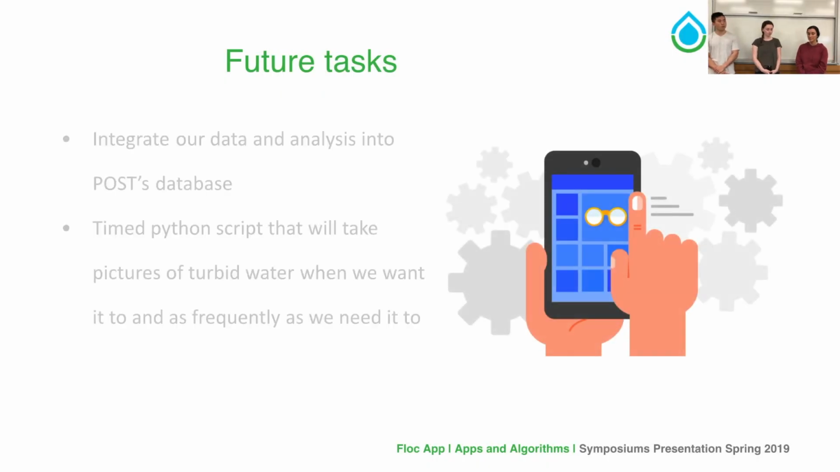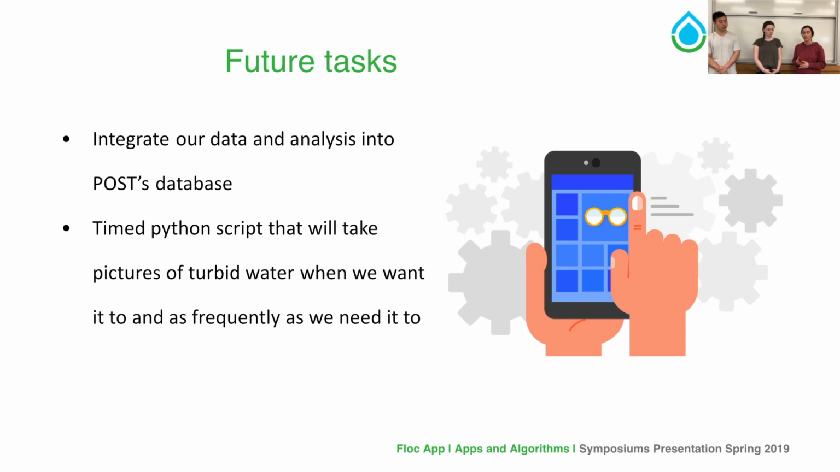Yeah, so in terms of future tasks, the first thing that we really want to focus on next semester is integrating our own data into the POST database. What they do is very similar in that they return data to the user to make the process more efficient, which is essentially what we're trying to do. What we foresee is having a little section of their database that will tell how large the flocks are, and accordingly how much more or less coagulant you should add or take away. This should be done through a timed Python script that takes continuous pictures of the water to see how large or small the flocks are and makes the adjustments accordingly.